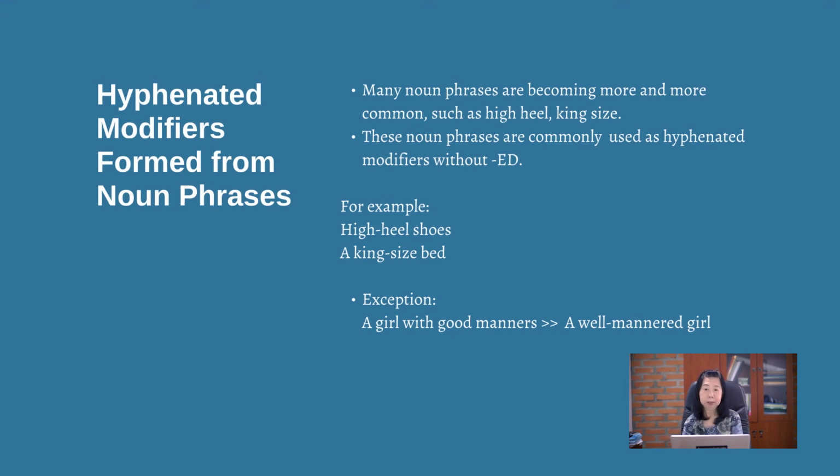There are many noun phrases which are used as noun modifiers. And more common words or phrases such as high heel and king size are used as noun modifiers, but they are used without -ed. For example, high heel shoes, king size bed. Heel and size are used without -ed.